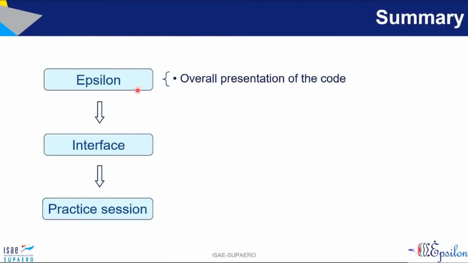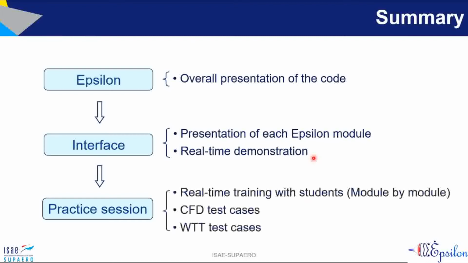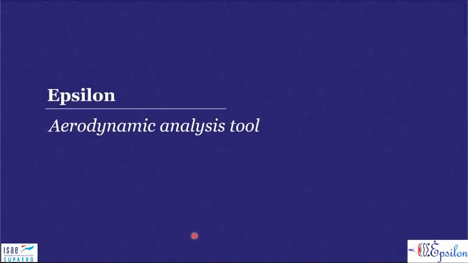Concerning Epsilon, we'll see first an overall presentation of the code in this video, and afterwards, in separated videos, we'll present each module of Epsilon and we'll do a real-time demonstration. This will allow you to understand how it works on the background, each module, and how to use it in detail. And of course, each one of these modules will be associated with a real-time training. We will use either CFD or wind tunnel data that's available in our website in the open data section. So let's get started with an overall presentation of Epsilon.